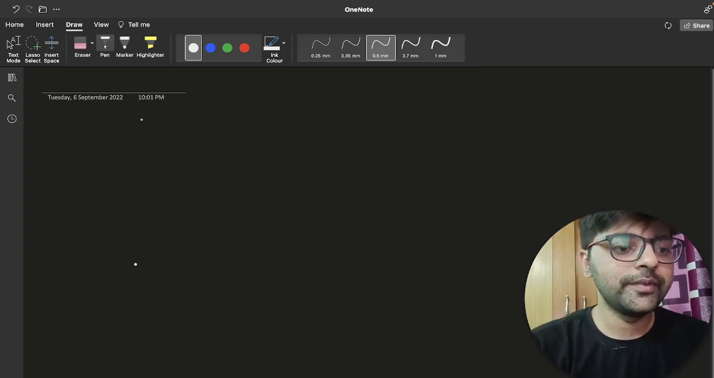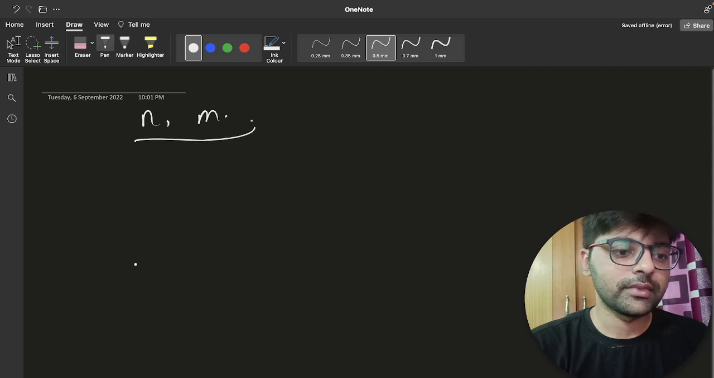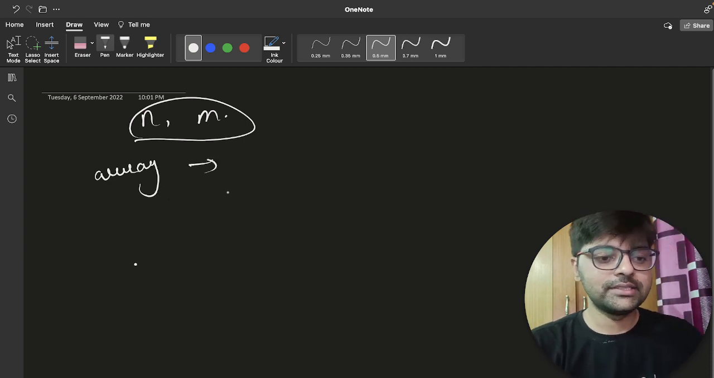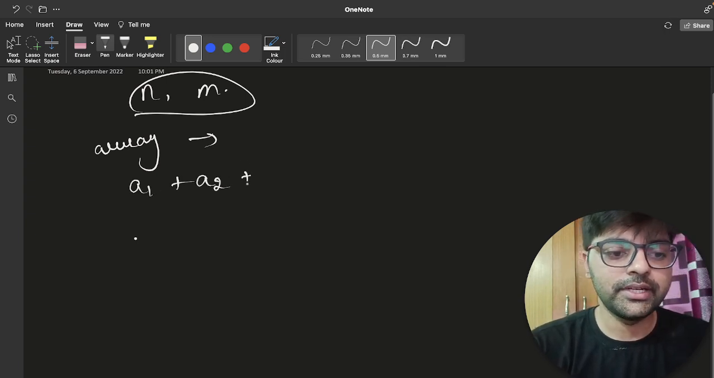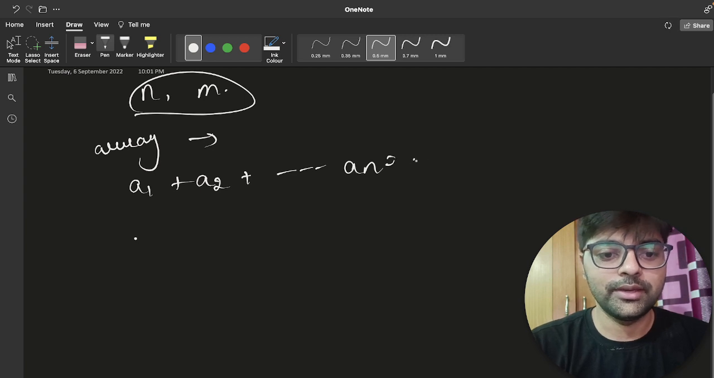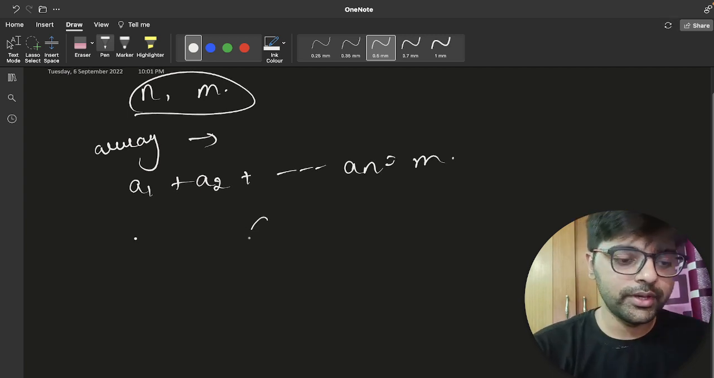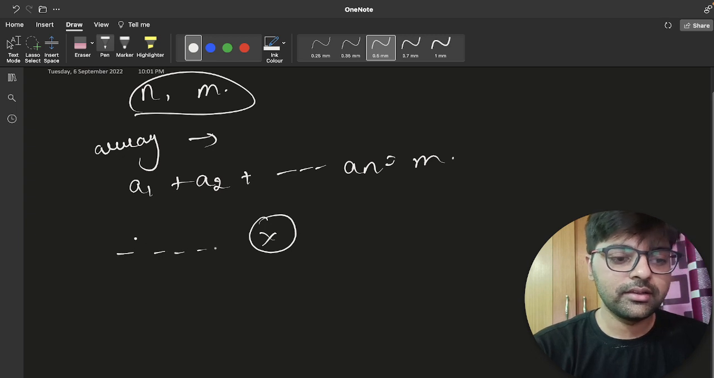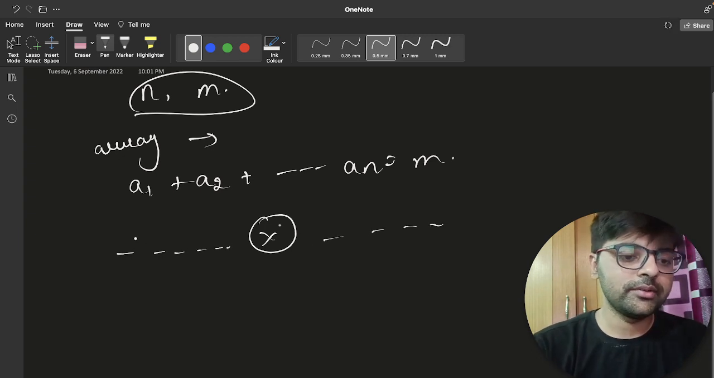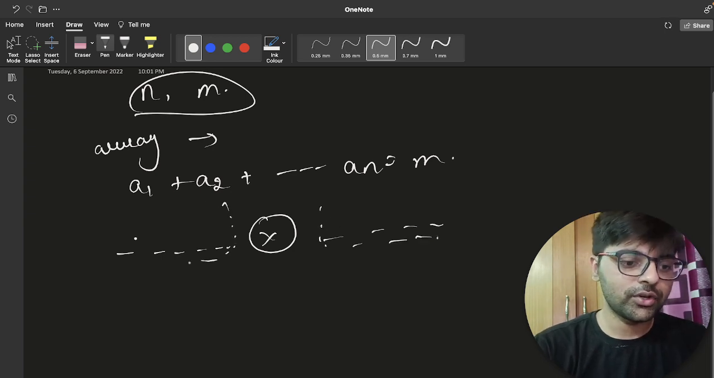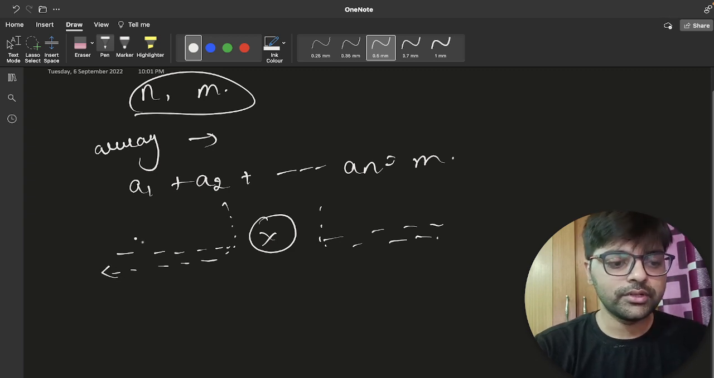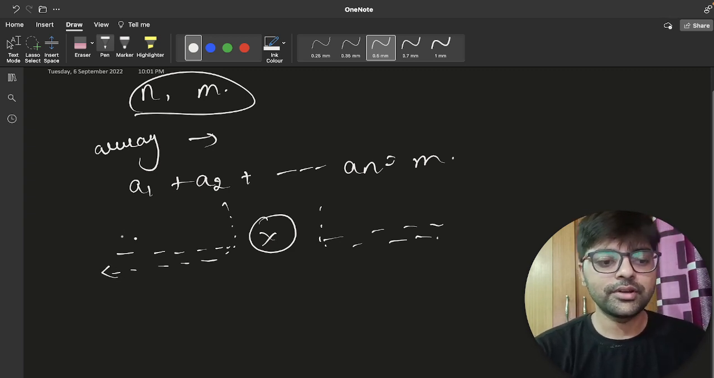So you will be given two integers n and m, and you will have to find an array of length n such that the sum of all the elements up to n is equal to m. And let's say you have some number x, and there are some smaller elements and some larger elements. I am considering that these are all larger elements than x and these all are smaller elements than x. So their bitwise XOR must be 0.